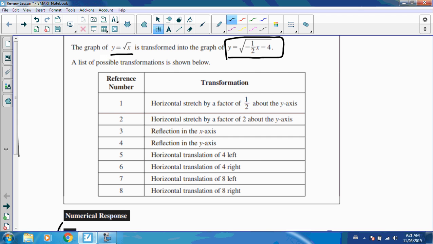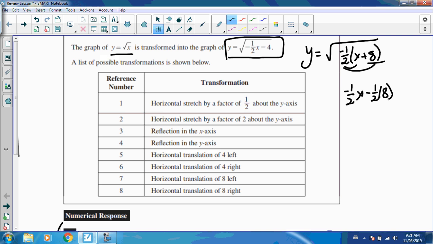Okay, so what I would do here first is factor out the b value, which is -1/2 times x, and I want to end up with -4 here, so I need to put in +8. And you can see that if I were to distribute this again, I would get -1/2 x minus 1/2 times 8, which would be -1/2 x minus 4. So hopefully you saw that. That's the trick, to remember to factor out b. So b is less than 0. That means a reflection in the y-axis.